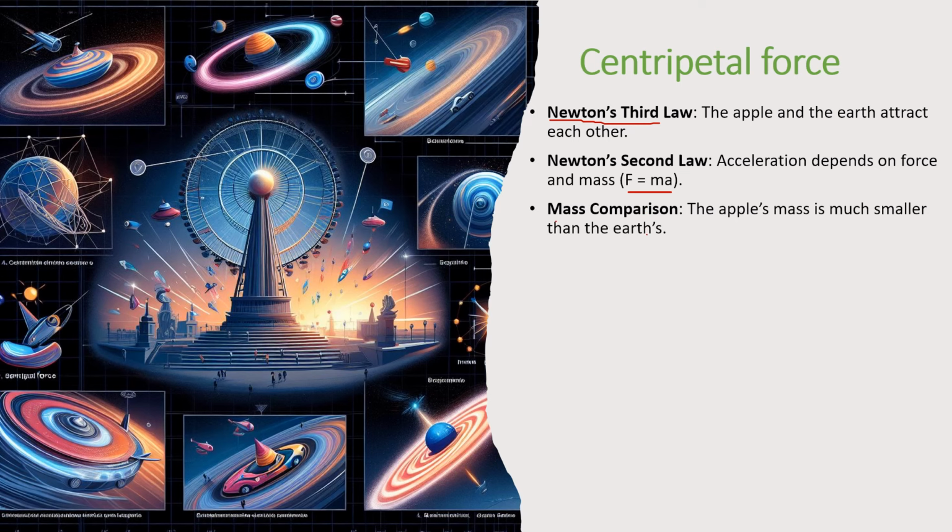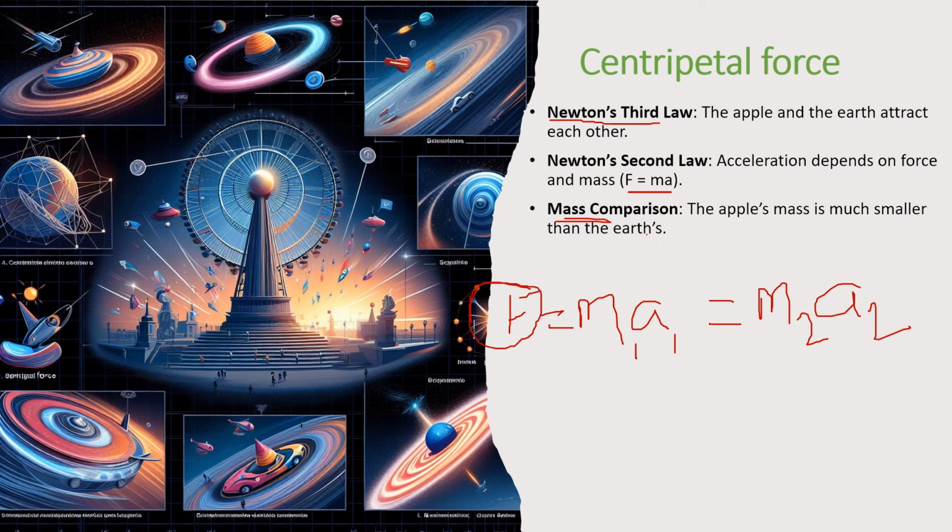So let's now compare the masses. What is force? Force is equal to ma, right? This is Earth, and this is the apple. Why am I equating them? Because the force is the same in both. The directions are different, but the magnitude of the force is the same. So m1 a1 is equal to m2 a2. Very clear, right? Now let's understand why only the apple is moving.